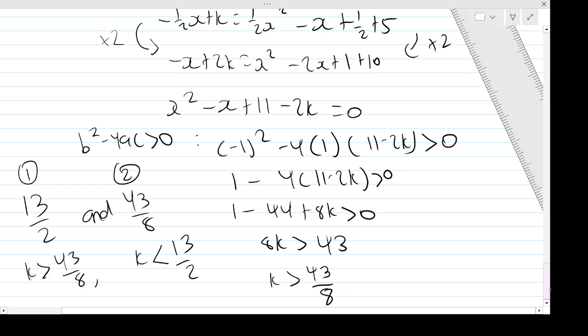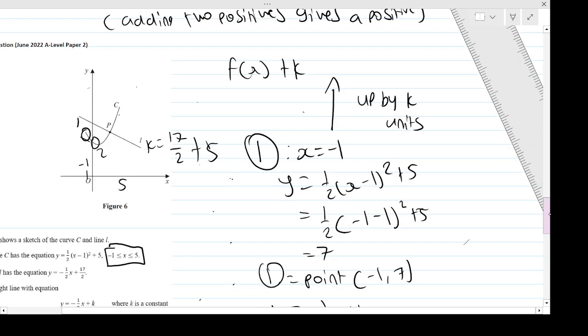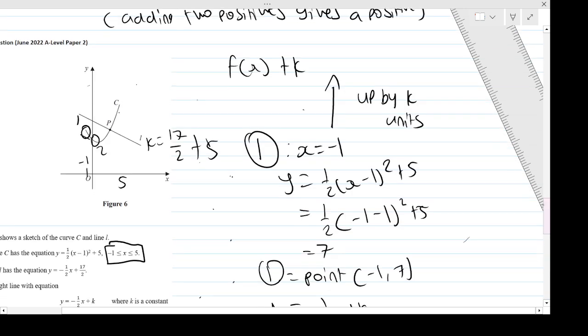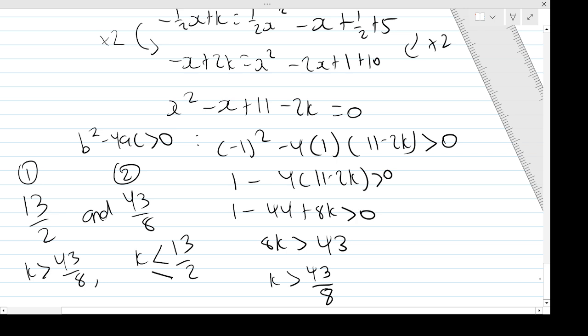13 over 2. But it could be less than or equal to, actually, because remember when k is equal to 13 over 2, that's when it intersects point 1. But at point 1, it also intersects another point here, if you remember. So there's already two intersections at point 1. So k can also be equal to 13 over 2. And that gives us our two values, right? This gives us our solution.